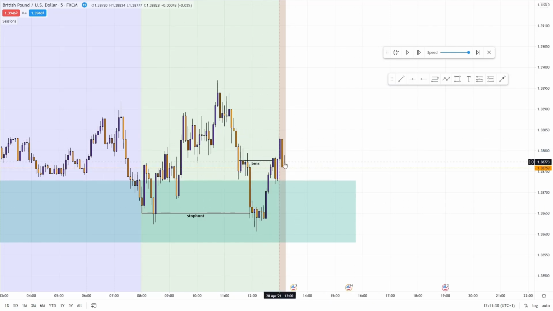Now, I know this isn't the most convincing break of structure as it is on quite a low time frame. However, in researching and in backtesting, I found that often it can still produce a really good setup and we do still consider it a break of market structure.